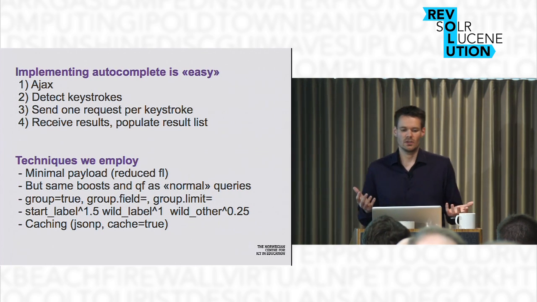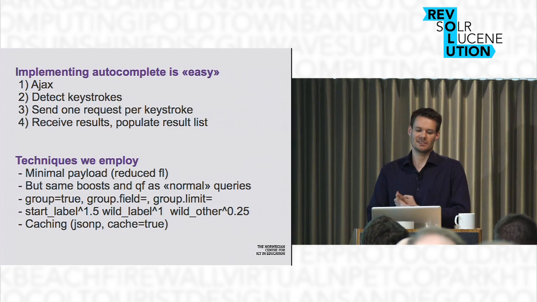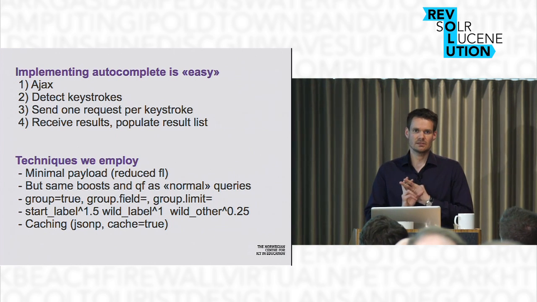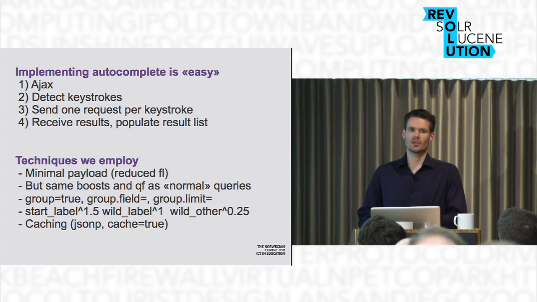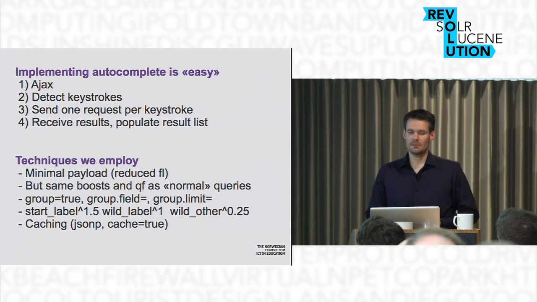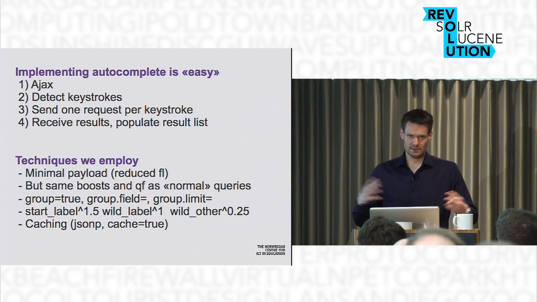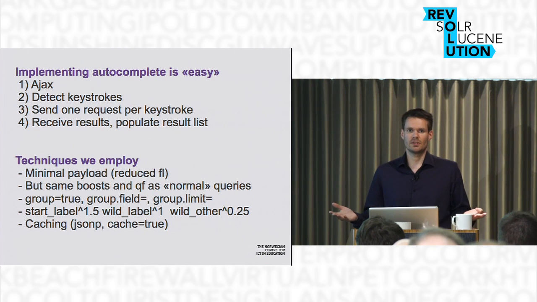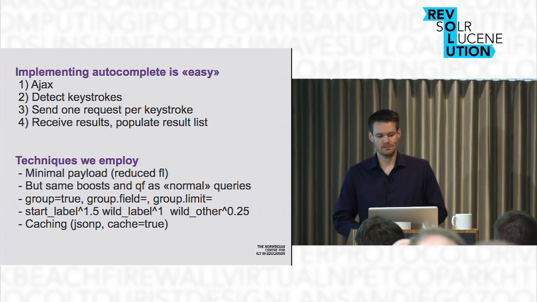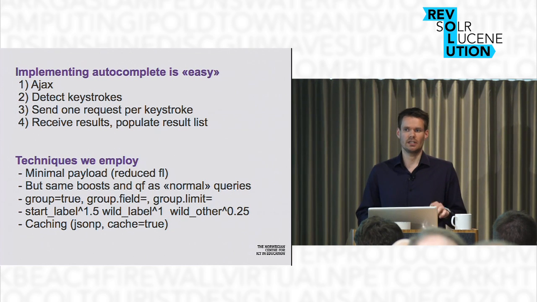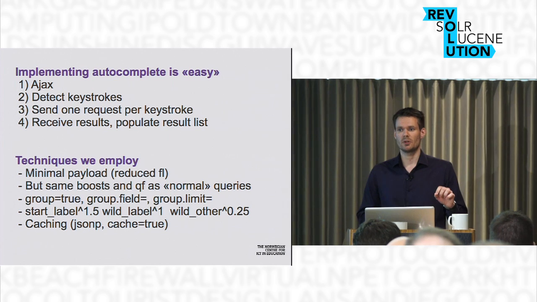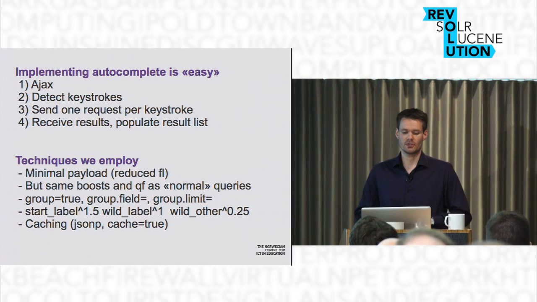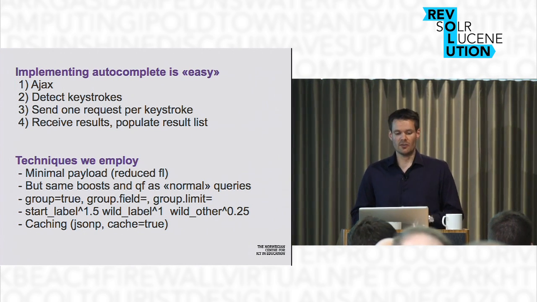How do we do it? You have to use Ajax, that's for sure. You have to detect keystrokes and send one request to the Solr server per keystroke. This can be a strain on the server if you have lots of requests, but there are ways to mitigate that. When you receive the results, you just populate a result list. So the techniques we employ in order to make this bearable performance-wise, and we have a response time of like 8 or 9 milliseconds from the Solr server on this, is to have a minimal payload.